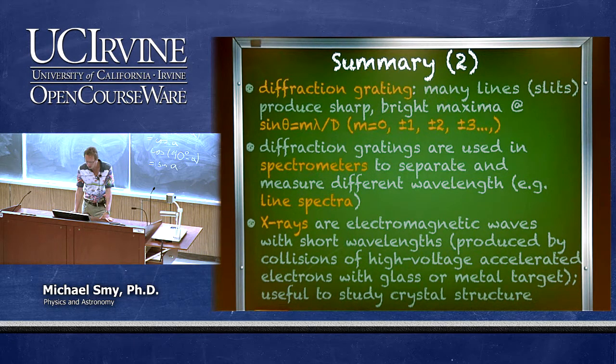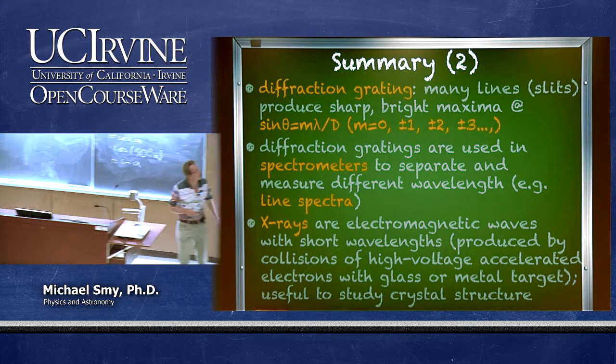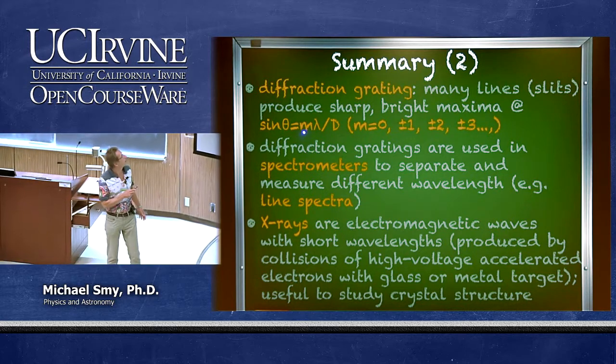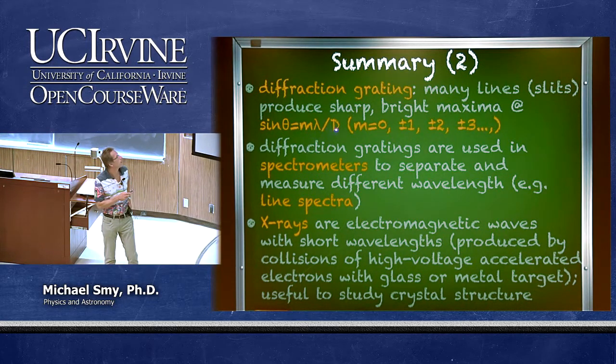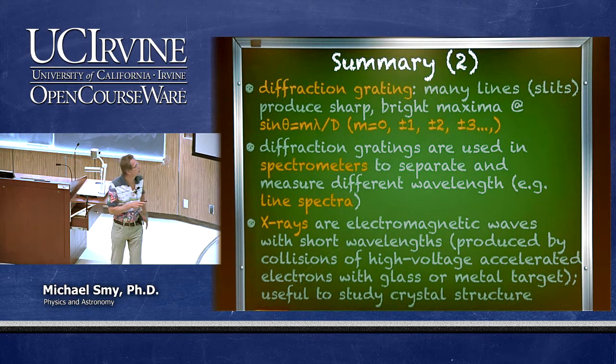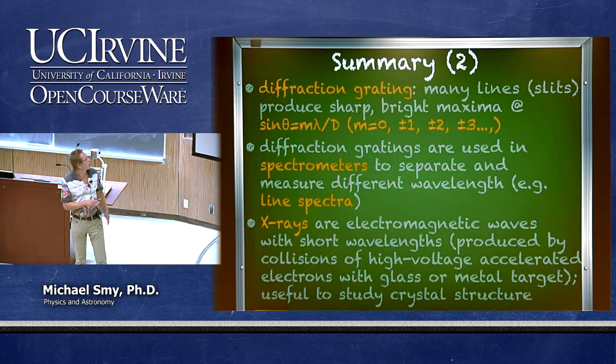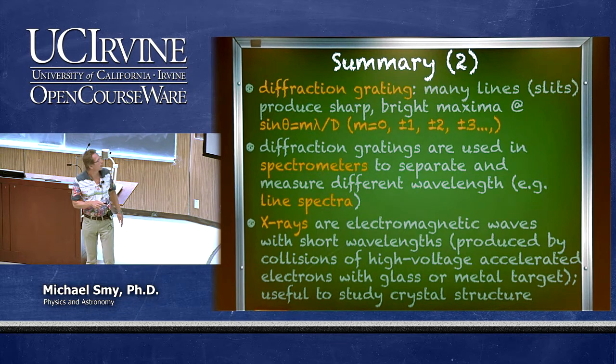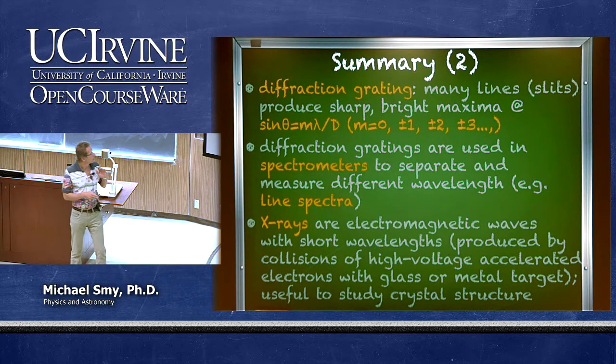And they produce sharp and bright maxima for sine theta equals an integral number m times lambda over the line spacing d, where this time m can be 0, plus minus 1, plus minus 2, plus minus 3, and so on. And such diffraction gratings are used in spectrometers to separate and measure different wavelengths, for example, emission line spectra.